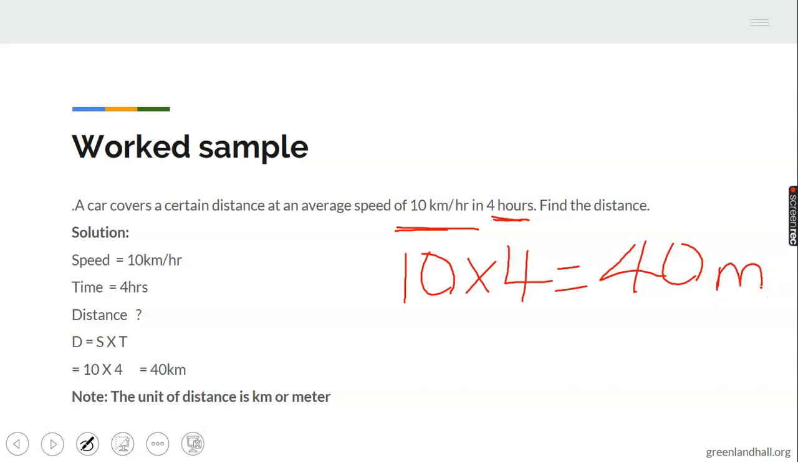Don't forget, distance is measured in meters or kilometers. So we have the workings here. Distance equal to speed times time. They are giving us speed, 10, and time, 4. Multiplying the two of them together gives us 40 kilometers. The unit of distance is kilometer or meter. I hope that is very clear. Is that very, very clear?